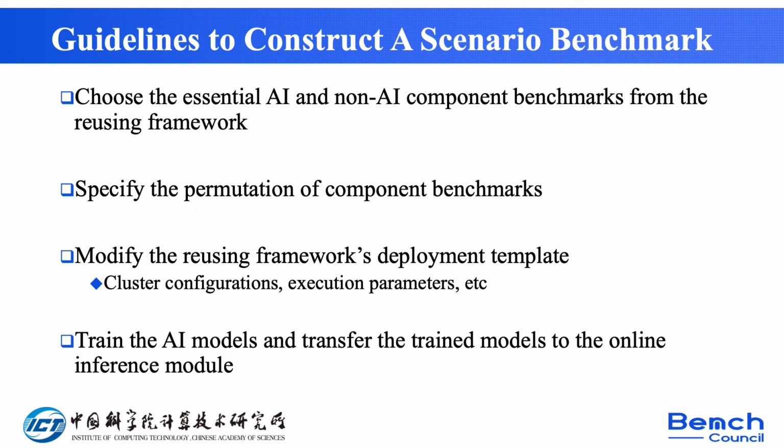The implementation steps of constructing a scenario benchmark are as follows. First, we choose the essential AI and non-AI component benchmarks and corresponding input data from the reusing framework. Next, the permutation of component benchmarks is specified by the scenario benchmark specification. Then, we choose the deployment tools and modify the reusing framework's deployment template. Finally, we train the AI models of the selected AI component benchmarks using the offline training module and transfer the trained models to the online inference module.